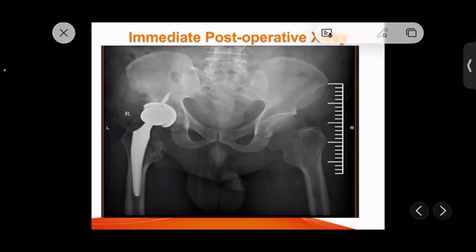Yeah, I think this opposite side looks like a pretty high offset. Maybe the plan was to keep it lateral and match the offset. Functionally, the patient has done great. Yeah, but the thing is, offset.